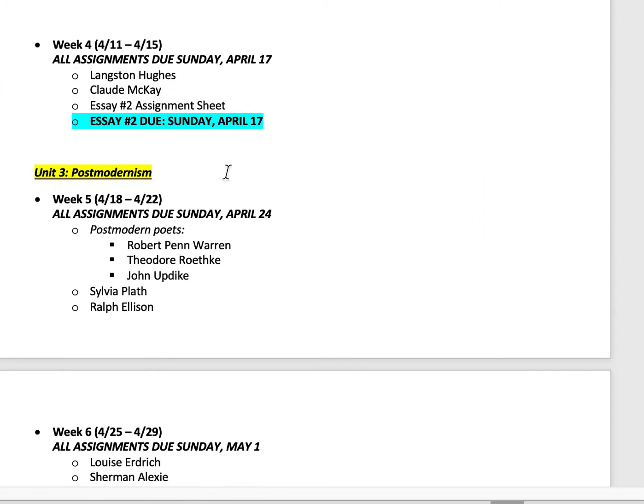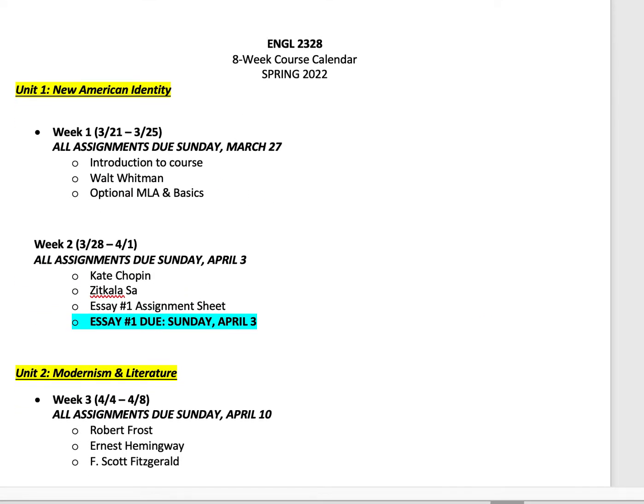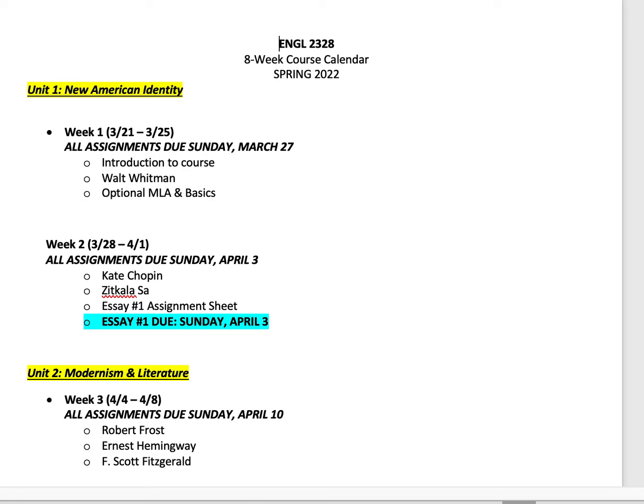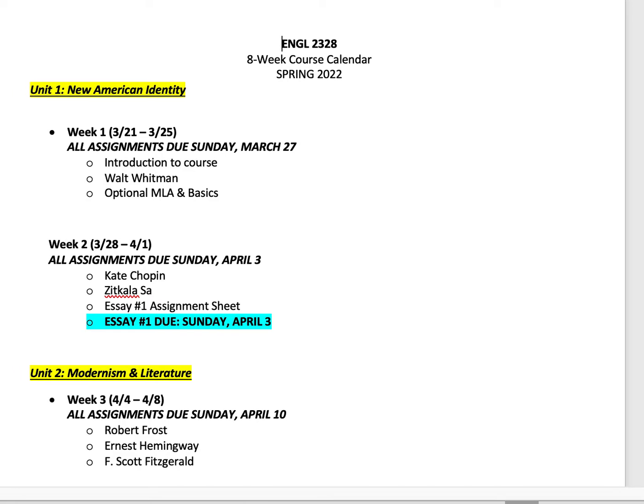Okay, real quick, I'm going to walk you through the course calendar at a high level. Really simple: weeks 1 and 2 are going to be our first unit. We're going to get settled into the course in week 1, like we're doing now. Then we'll talk about Walt Whitman, and I'll get you access to a couple of resources here with MLA and some high level basics about grammar and things like that. In the second week, you're going to look at some marginalized voices, Kate Chopin, and then you will have your first essay assignment, which is due on Sunday, April 3rd.